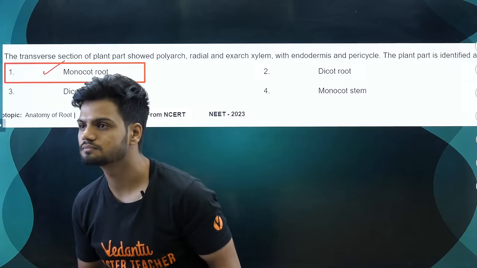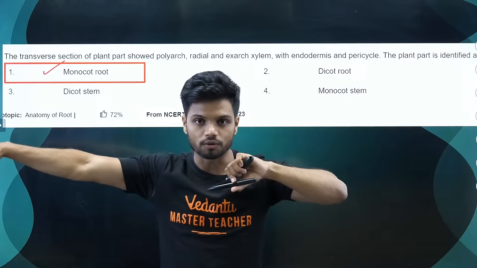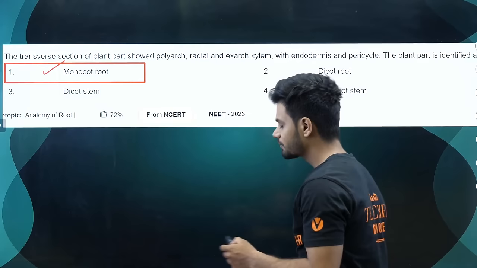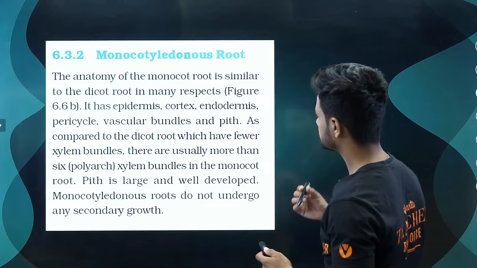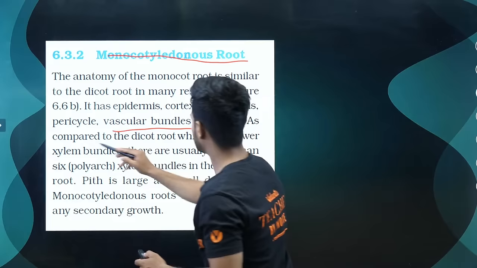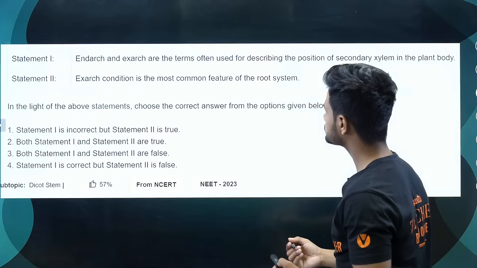Sir, second is secondary growth. That syllabus is removed, but questions are still remaining about secondary growth within your root and stem. Those questions can be asked easily. See here, monocot root vascular bundles are polyarch, compared to root which have fewer. Easy question. Next question.